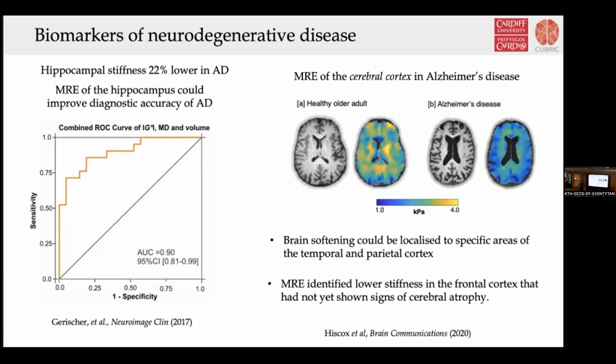But interestingly, the spatial pattern of lower stiffness was not the same as the smaller volumes in AD. So we performed a VBM and a VBM MRE study. It suggests that MRE might provide an indication of changes to tissue integrity that aren't spatially localized to volume loss. And actually, we found MRE differences in the frontal cortex that had not yet shown signs of volume loss, which raises an interesting issue of timing.